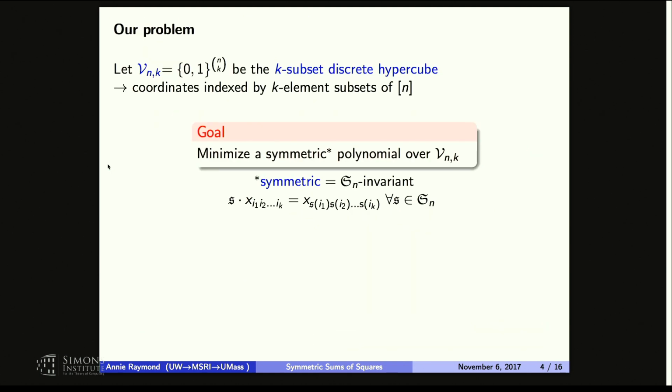So I have a k-subset discrete hypercube that I denote by V and k. So this is just the discrete 0,1 hypercube whose coordinates are indexed by k-element subsets of a ground set of elements 1 through n. This is a pretty natural setting. I'm more of a combinatorialist, so for me I can think about my ground set of elements as the vertices of a graph, and my k-subsets, actually 2-element subsets, are the edges of my graph. Right? So this would be this kind of setting.